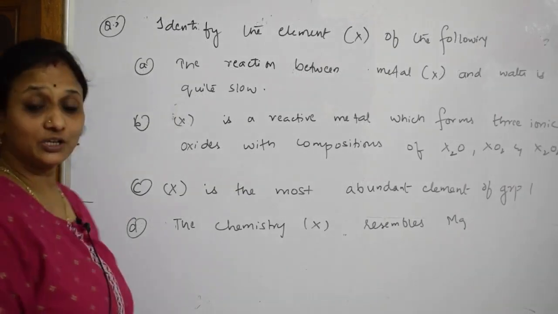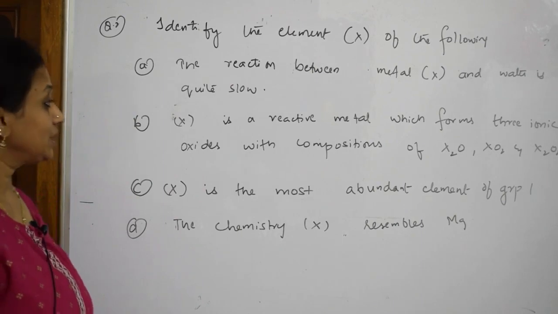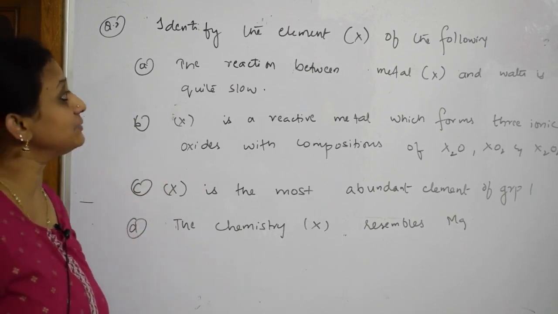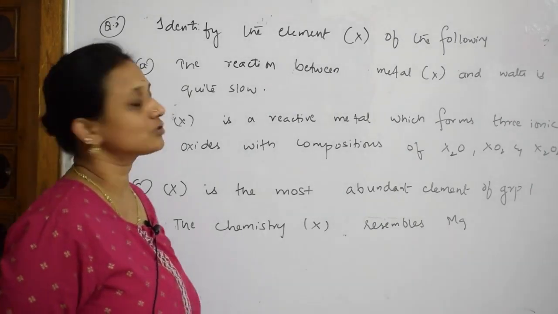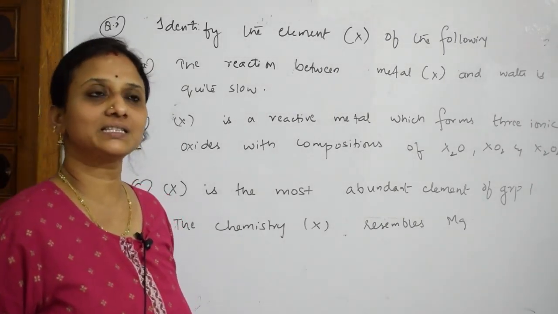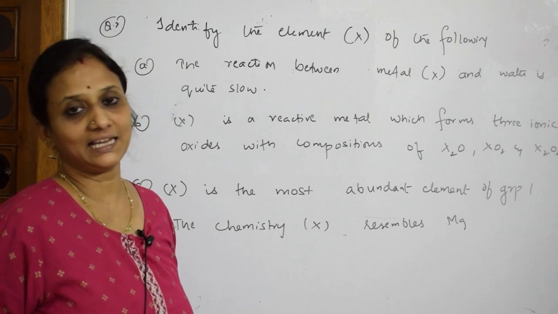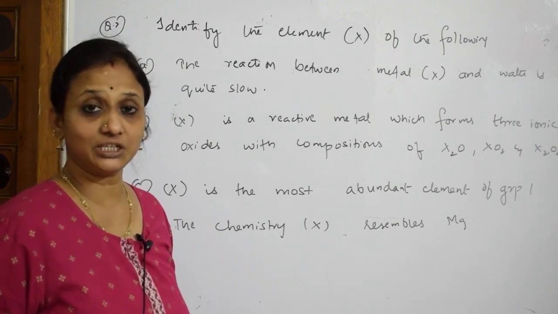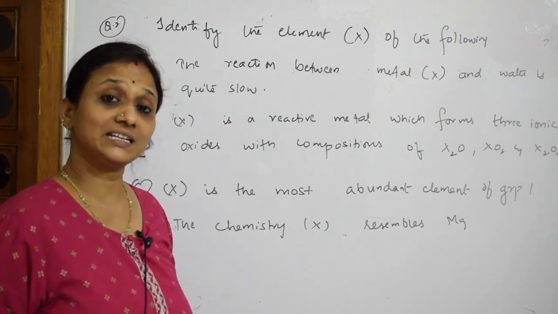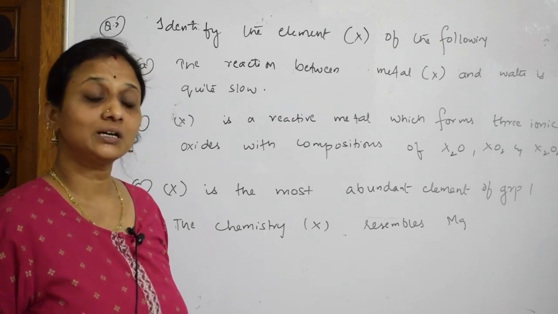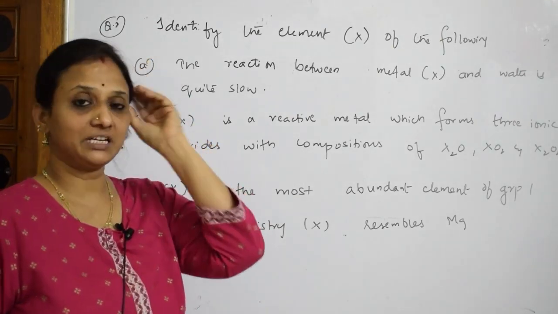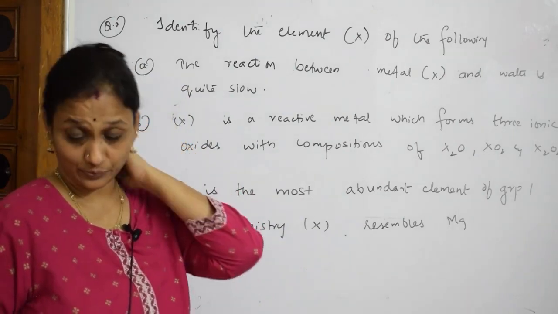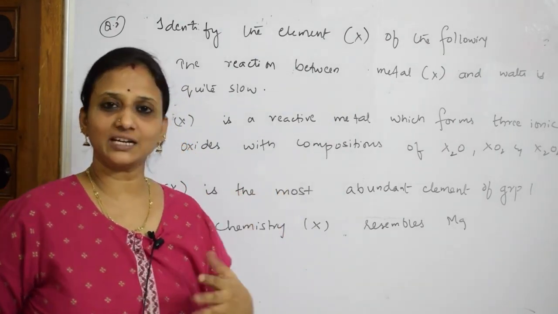Right. Let us see one more question which is related to lithium. Here what do they give us? Identify the element X of the following. The reaction between metal X and water is quite slow. When I taught you alkali metals, about lithium and magnesium, I said they are deliquescent and they hydrate into complexes, that is LiCl·2H2O and magnesium chloride·8H2O. This is what I told you, right? So okay, I didn't have any clue about this.